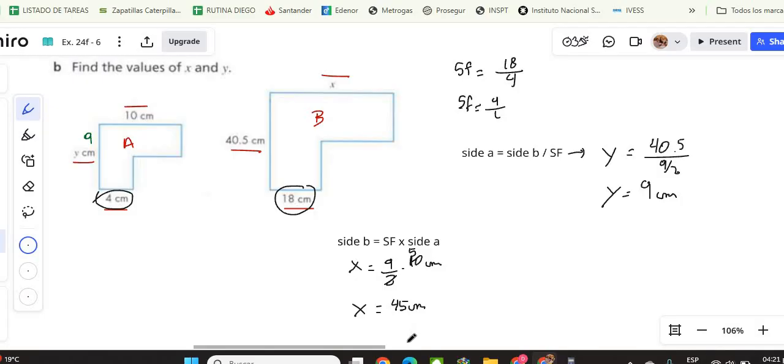And that's how you find missing sides, by finding the scale factor with the information you know between corresponding sides, and you can use these two formulas. The length of side A in shape A is equal to side B divided by the scale factor, and the length of side B, the second shape, is equal to the scale factor multiplied by the length of side A.